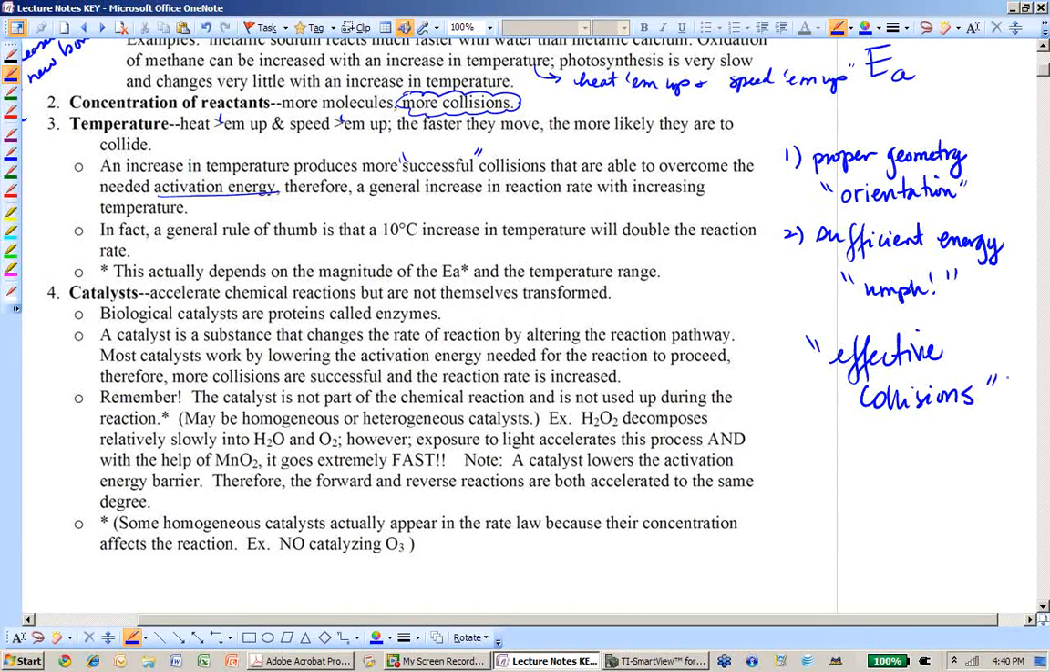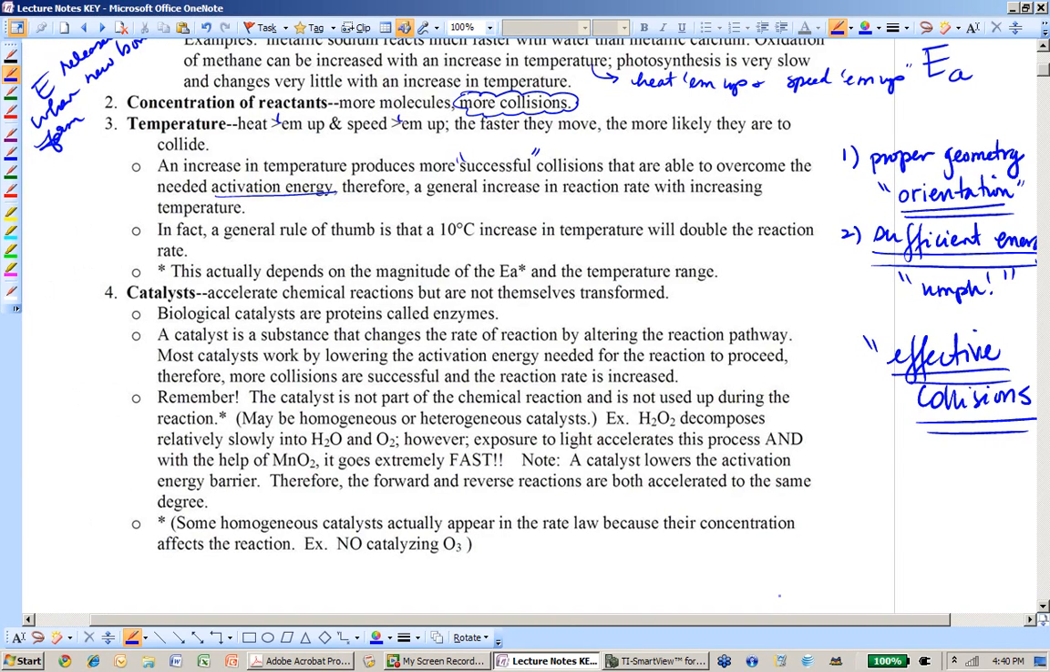So you've heard of free response questions. You're going to have to write about some of this stuff. And orientation, effective collisions, sufficient energy are all phrases that you need to put into your explanations if you're being asked about what factors could increase the rate of a chemical reaction. So, in fact, a general rule of thumb is that speeding them up gives them more energy, and this is something you really should know. I promise you really should know this. This is one of the little factoids you should memorize.